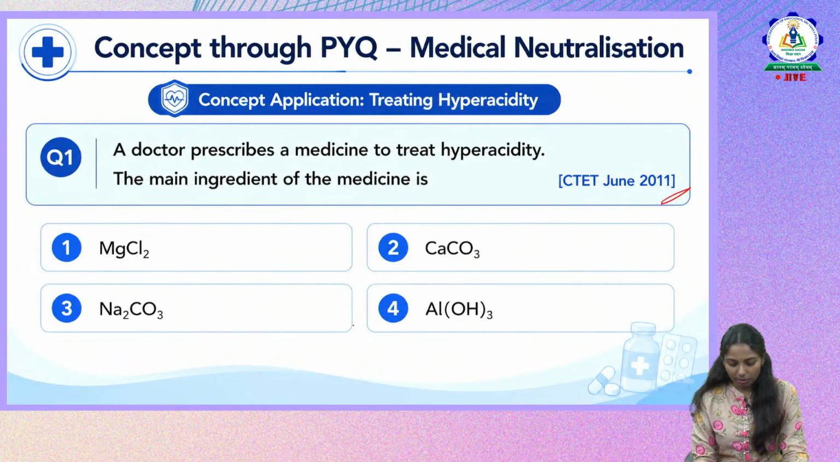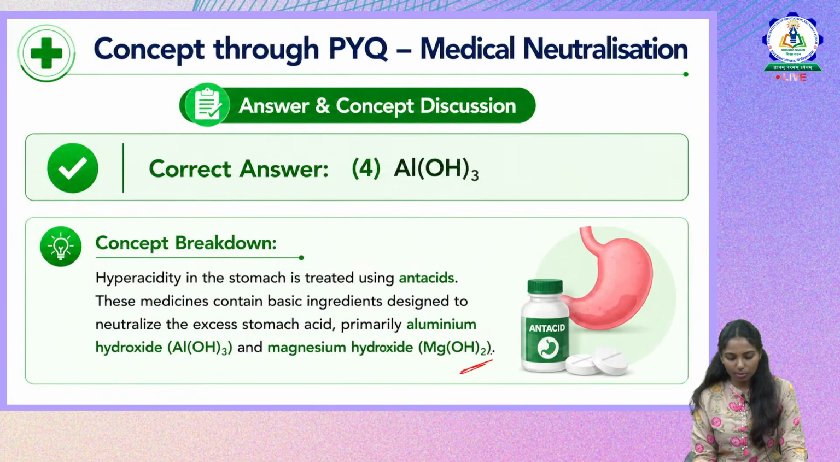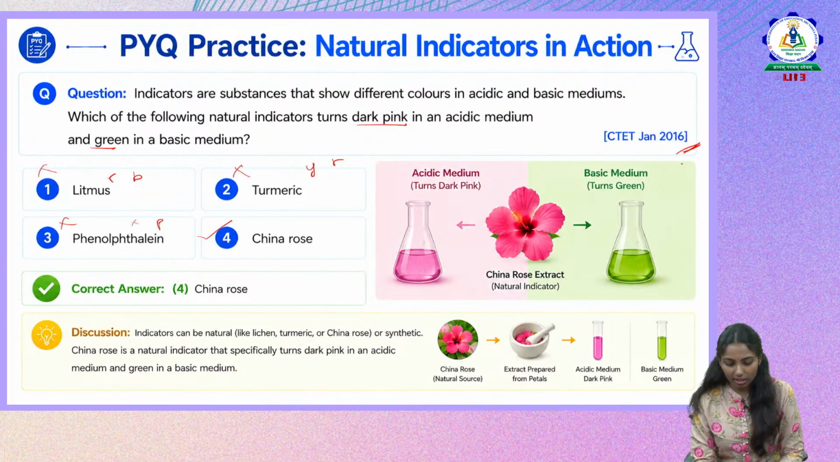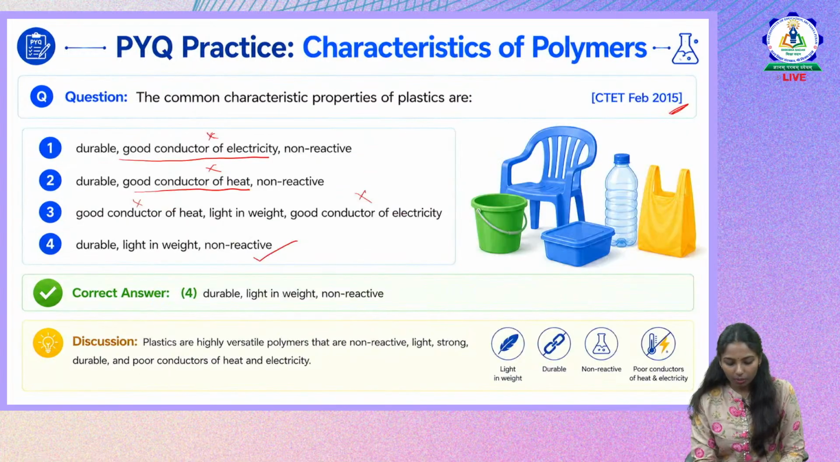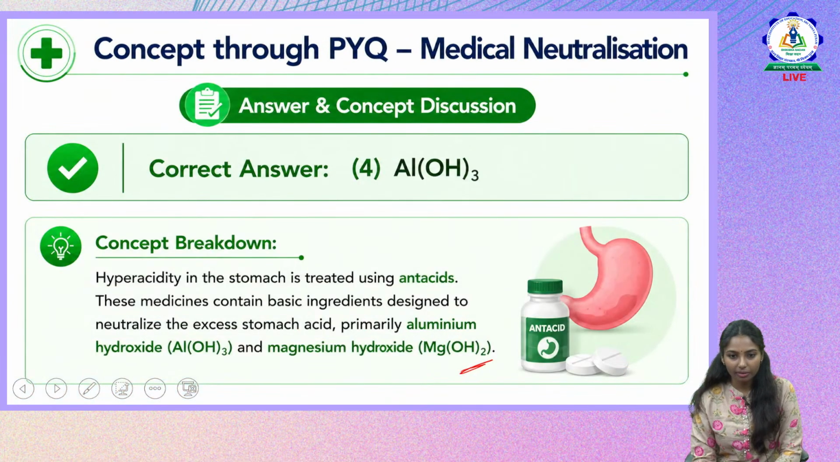So here we have aluminum hydroxide. The answer is the 4th option, as we have talked about. Even one more is magnesium hydroxide. We have discussed this one also. So if you see how the questions were asked, this question was 2011 and that one was 2016. So did you see how the questions were not asked directly? As the years were passing, the questions are not being asked directly. They are asked in a twisted manner, right?